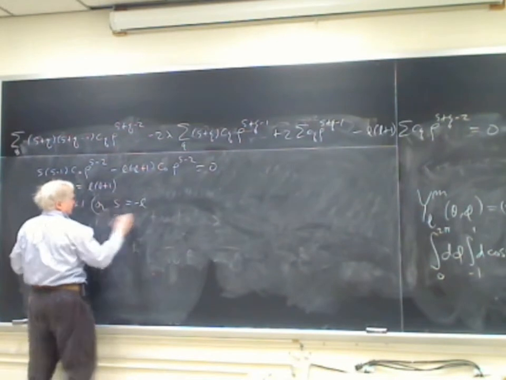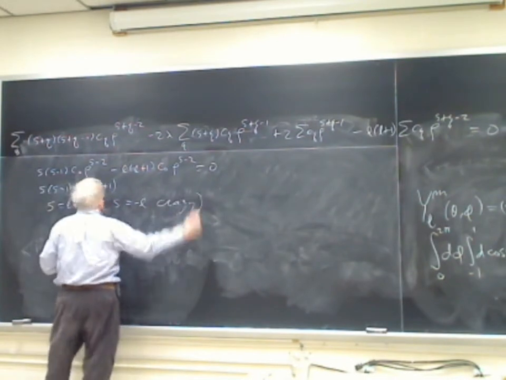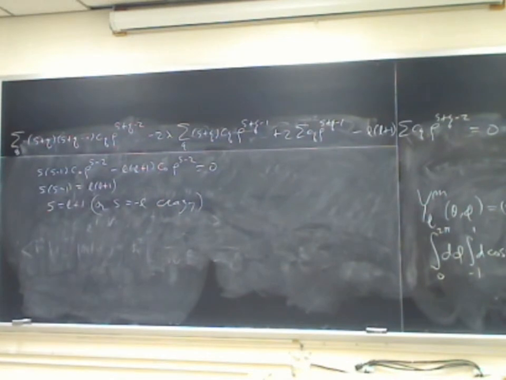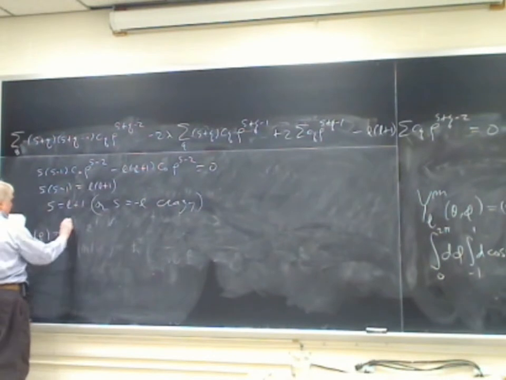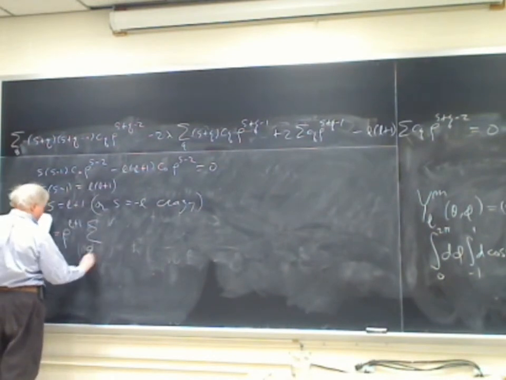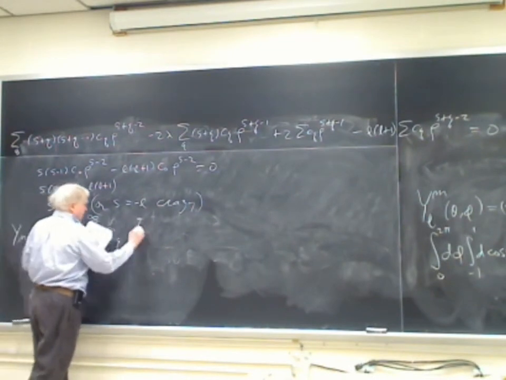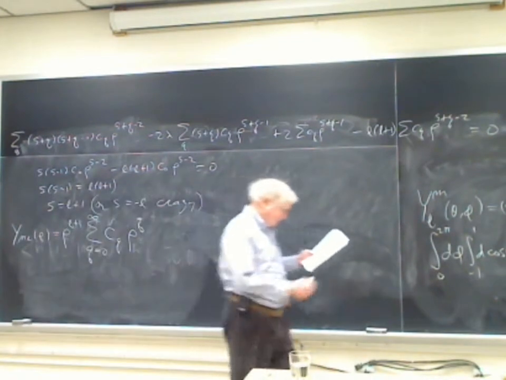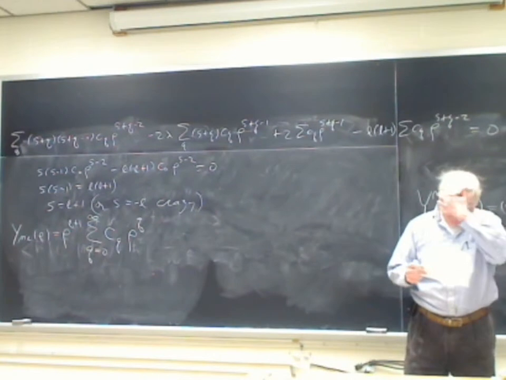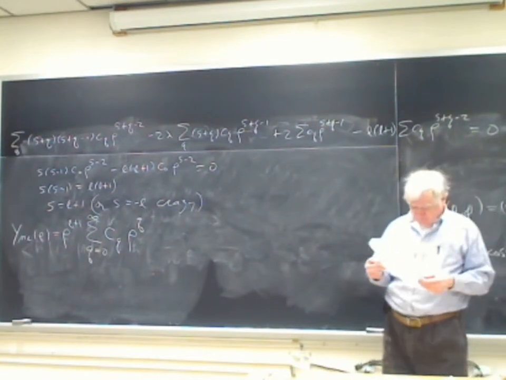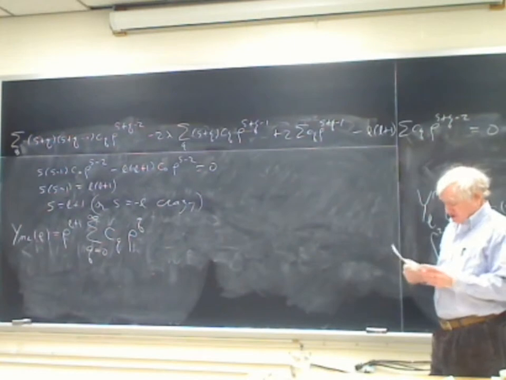This is crazy because it's so singular, and s equal to L plus 1 is the one that we anticipated from the previous analysis. So now we actually know what's happening, namely that this y_nl of rho is rho to the l plus 1, sum on q from 0 to infinity of c_q rho to the q. Alright, so this recapitulates what we learned earlier.